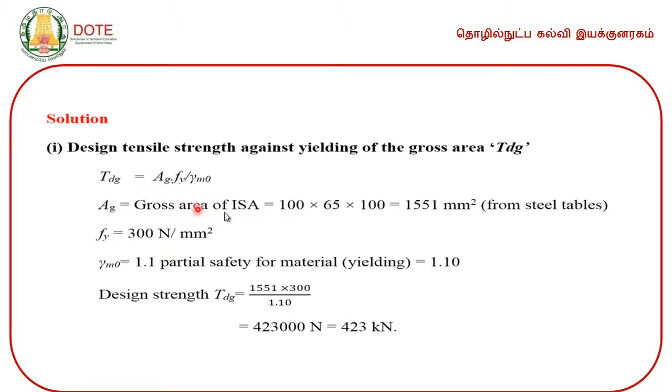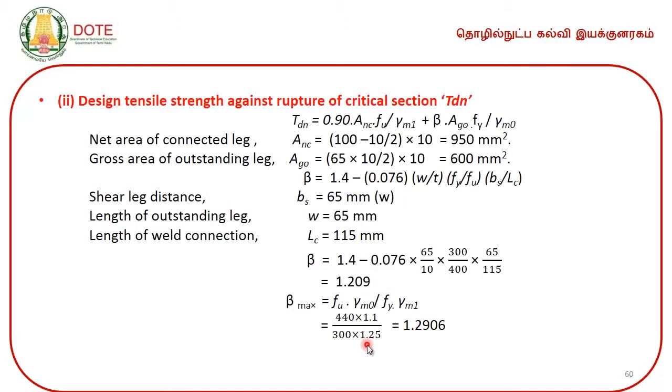So, Ag from the steel table is found to be 1551 millimeter square, and Fy is given. Gamma m0 we are supposed to remember, this value is 1.1. By substituting all these values we will end up with the design strength of the given single angle due to yielding of gross area as 423 kilonewton.